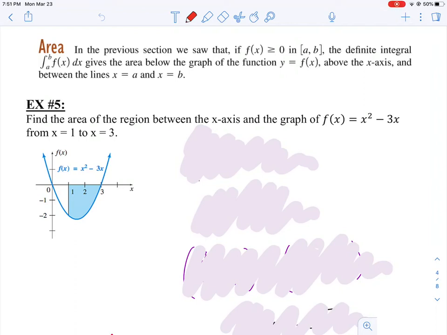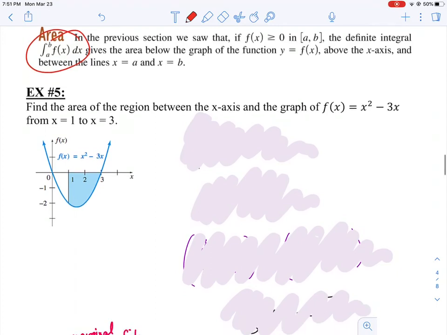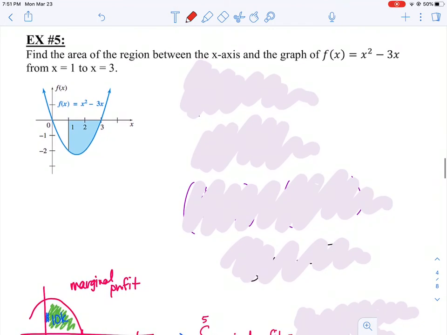Okay, let's continue our discussion about area under a curve. We know from our previous sections and videos that the area under the curve of a function is the same as the definite integral from a to b. But I want to do example number 5 with you because it's going to look a little bit different.